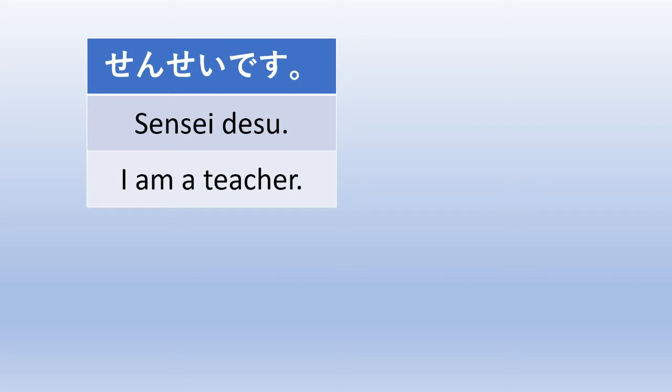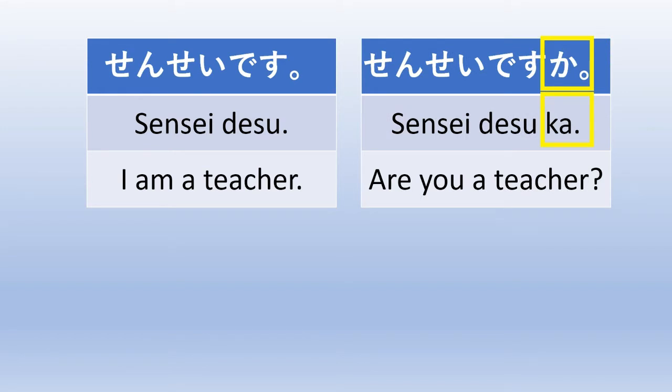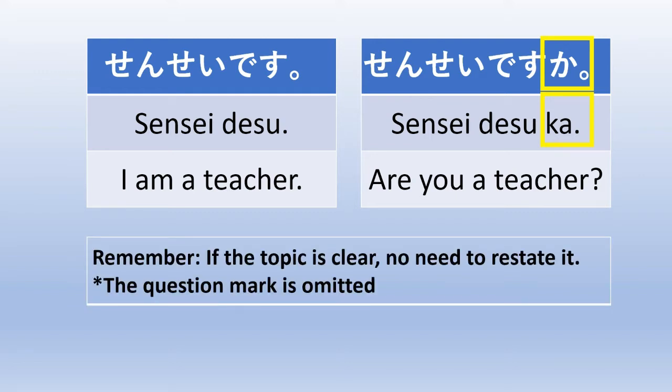For example, sensei desu. I am a teacher. If we want to make this a question, we will add the particle ka at the end of the sentence. So it will become sensei desu ka? Are you a teacher? Remember, again, if the topic is clear, there is no need to restate the topic.